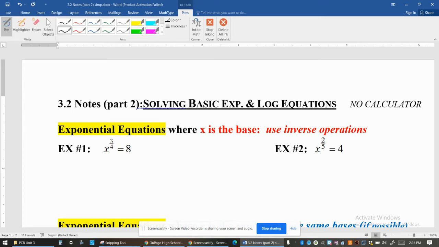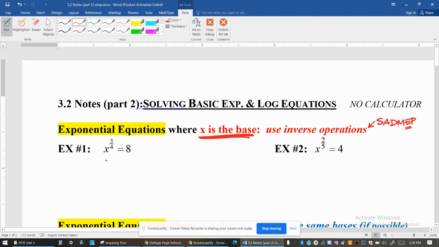Okay, so the first type seem pretty basic. They are exponential equations. Notice that the x is the base in these two examples. For these, we like to use inverse operations. Inverse operations specifically is the order of operations, but backwards, SADMEP. Normally you would check to see if there's any addition or subtraction, multiplication or division, etc. But notice that none of these, look at where the variable is. It doesn't have anything added or subtracted, multiplied or divided, but it does have an exponent.